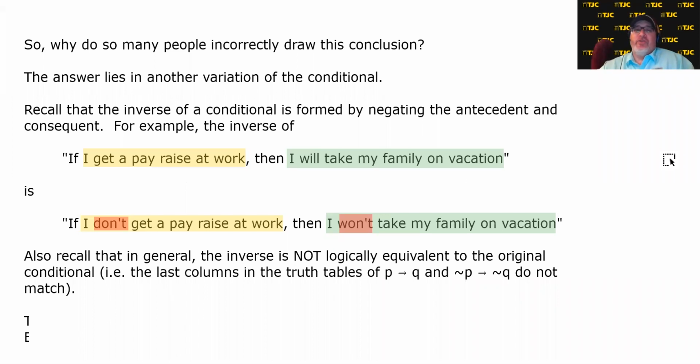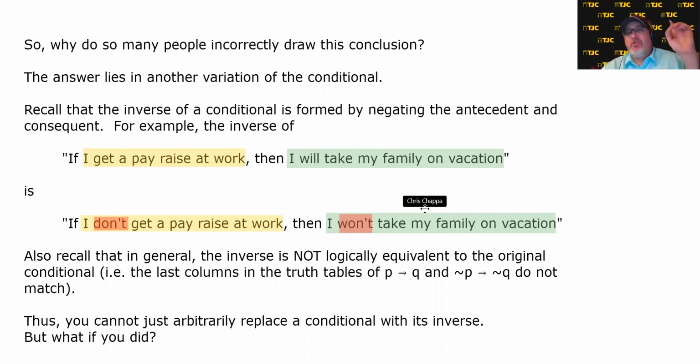Also recall that in general, the inverse is not logically equivalent to the original conditional, which means that the last columns in the truth tables of P pointing to Q and the inverse, negation P pointing to negation Q, do not match, and therefore they are not logically equivalent. Thus, you cannot arbitrarily replace a conditional with its inverse. But what if you did?